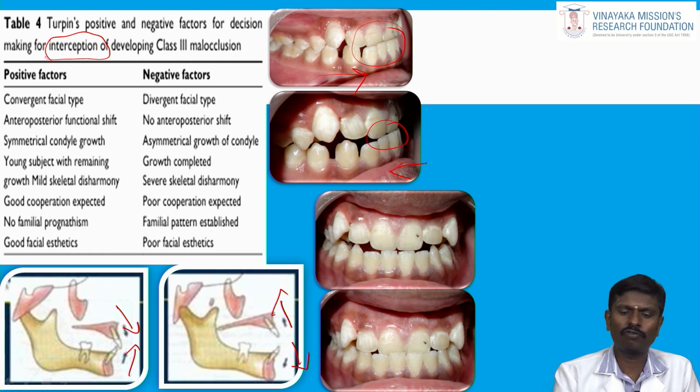And if you see this frontal picture, the last picture, the incisors are in class 3 relationship. Here we just push the mandible backward, so the patient can take back the mandible in functional shift, and the mandible will move forward. So this has come to an edge to edge position. That is the anteroposterior functional shift. So if there is a functional shift, you can intercept.